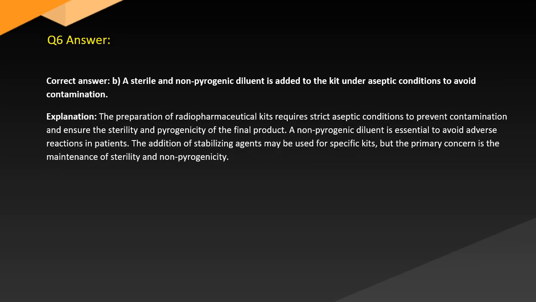Answer. Correct answer B. A sterile and non-pyrogenic diluent is added to the kit under aseptic conditions to avoid contamination. Explanation. The preparation of radiopharmaceutical kits requires strict aseptic conditions to prevent contamination and ensure the sterility and non-pyrogenicity of the final product. A non-pyrogenic diluent is essential to avoid adverse reactions in patients. The addition of stabilizing agents may be used for specific kits, but the primary concern is the maintenance of sterility and non-pyrogenicity.